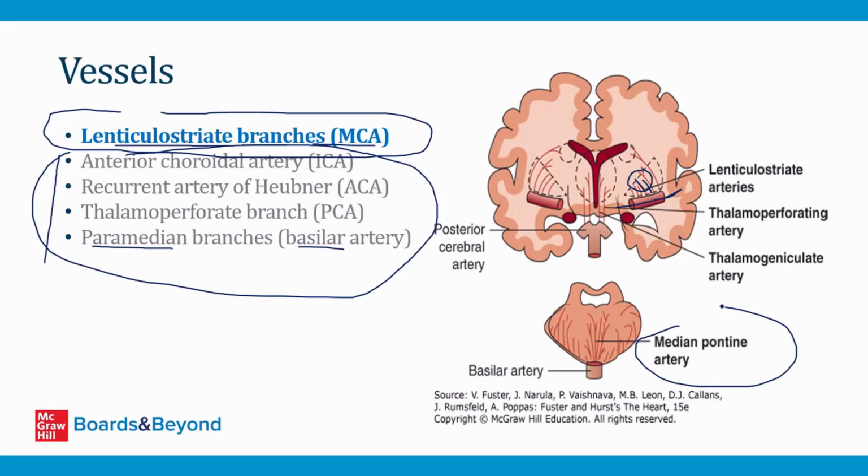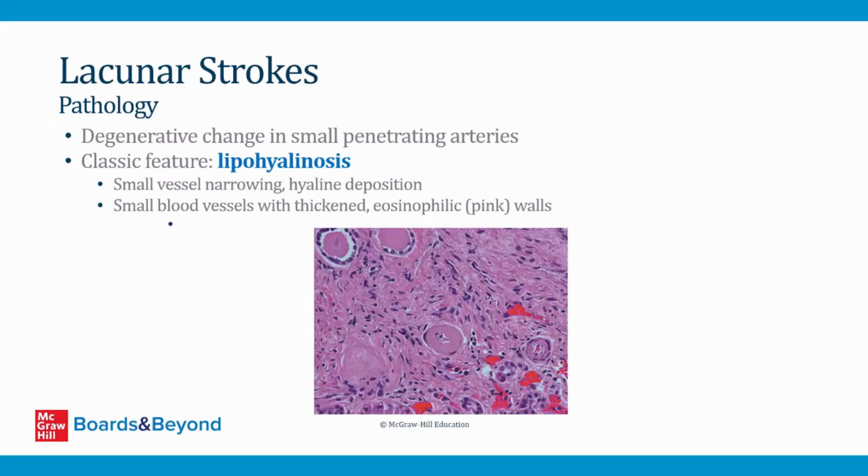And so as we'll talk about in a minute, lacunar strokes often involve the pons and the cerebellum because of these branches here, in addition to the basal ganglion and internal capsule up here because of vessels like the lenticulostriate arteries. In terms of pathology, the cause of lacunar strokes is degenerative changes in those small penetrating arteries we talked about in the last slide. And the hallmark pathologic finding is lipohyalinosis.